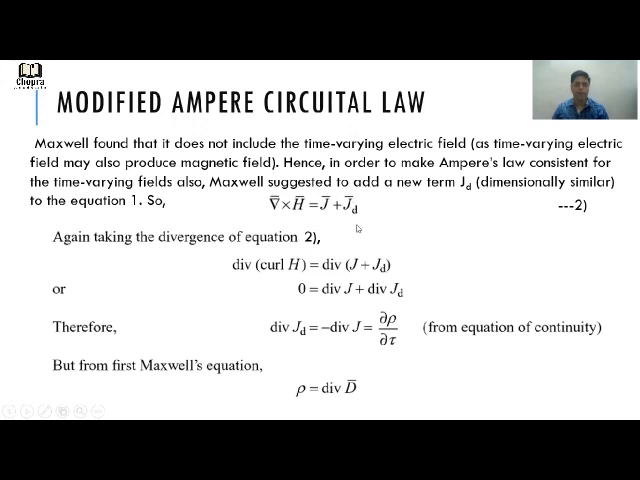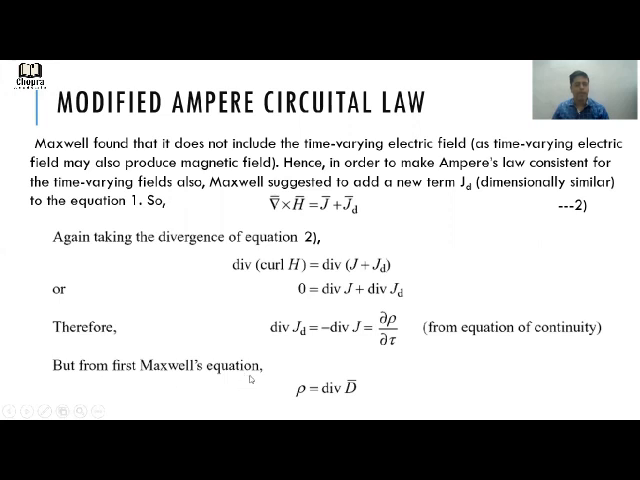Now, by doing simple mathematics, we'll find out what is the value of JD. We again take the divergence on both the sides. Now, on the left hand side, we again use the vector identity divergence of curl H is equal to 0. And right hand side becomes divergence of J plus divergence of JD. Therefore, divergence of JD equal to minus divergence of J, which is also from the equation of continuity equal to dou rho by dou t.